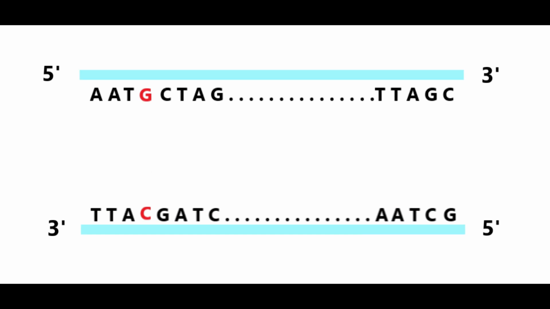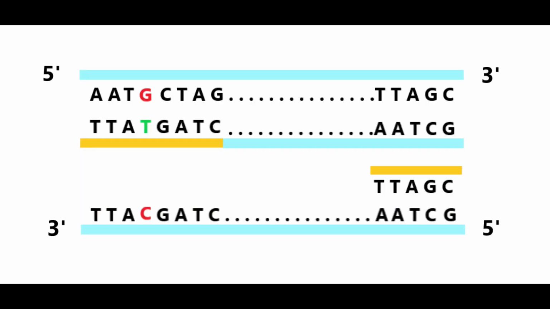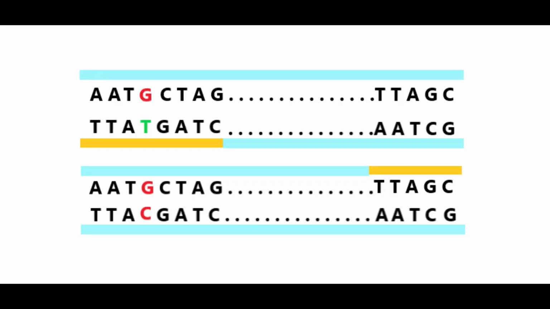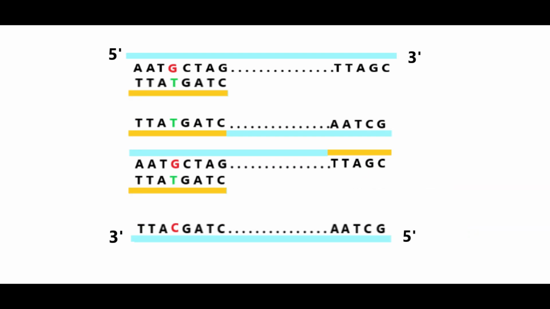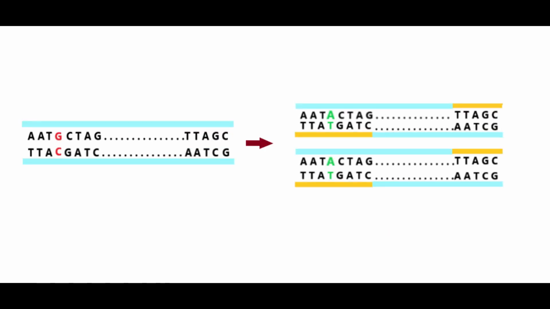So the forward primer will be designed as TTATGATC and the reverse primer will be TTAGC. First PCR cycle. At the end of the first PCR cycle, hybrid DNA strands are produced. Second PCR cycle. These are again denatured, annealed and polymerized. Now, at the end of the second PCR cycle, nucleotide A is incorporated in the desired site of the polymerized strand, resulting in the formation of a double-stranded DNA with the desired mutation.